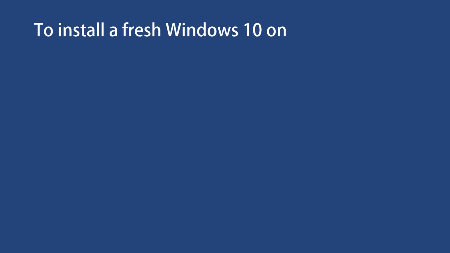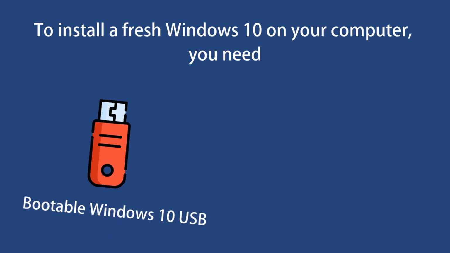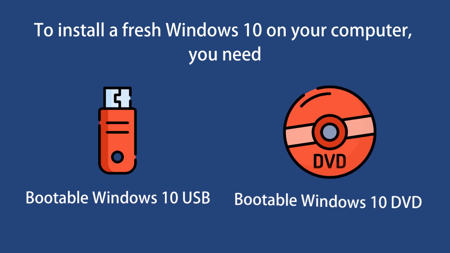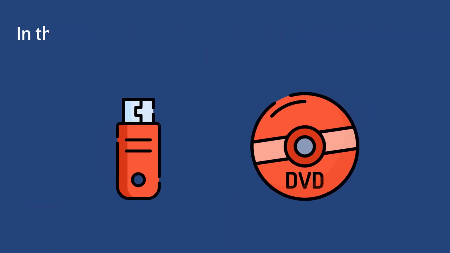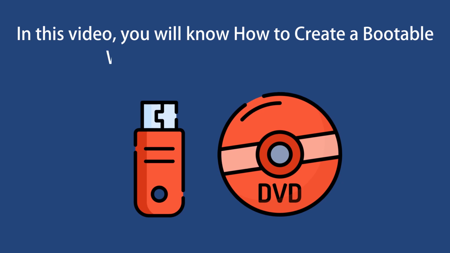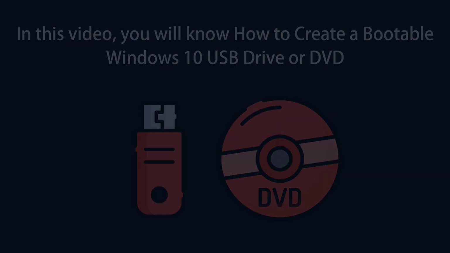To install a fresh Windows 10 on your computer, you need a bootable Windows 10 USB or DVD. It also helps in repairing your PC. In this video, you will know how to create a bootable Windows 10 USB drive or DVD.